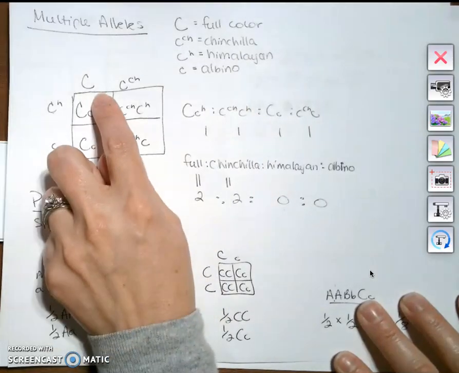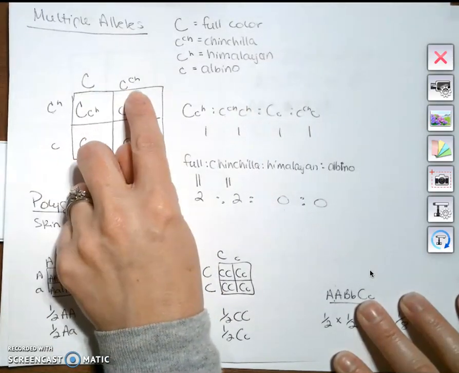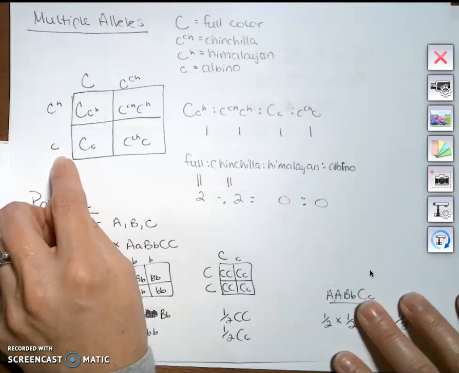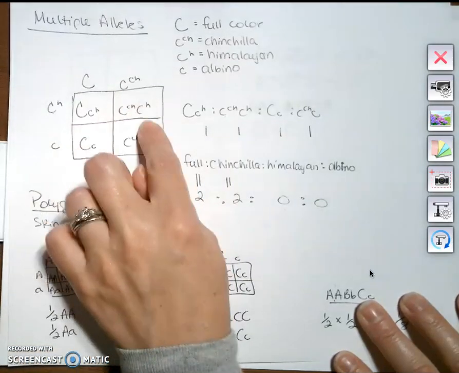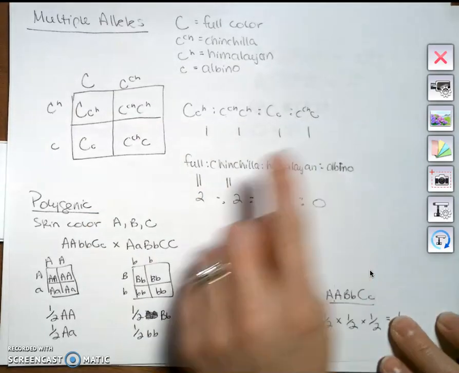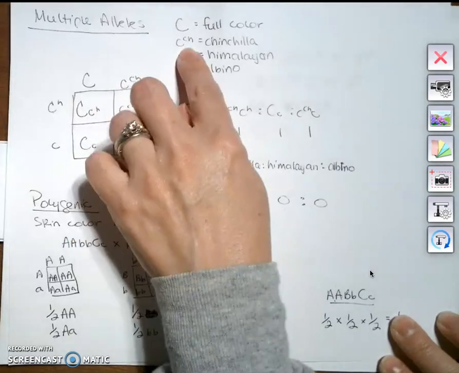And so what we did is we mixed a full and chinchilla heterozygote, which would be full colored because full is dominant, with a Himalayan albino heterozygote, which would be Himalayan because Himalayan is dominant to albino. And out popped these kiddos. So we did our genotype ratio, 25% each, and then we converted that back up to the phenotype.